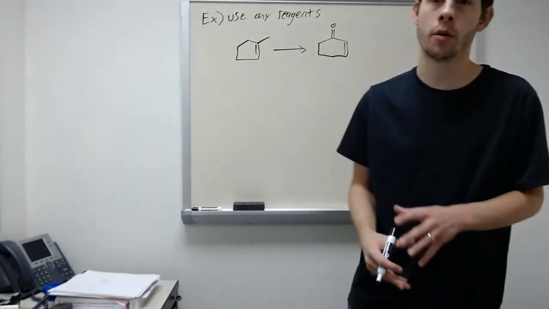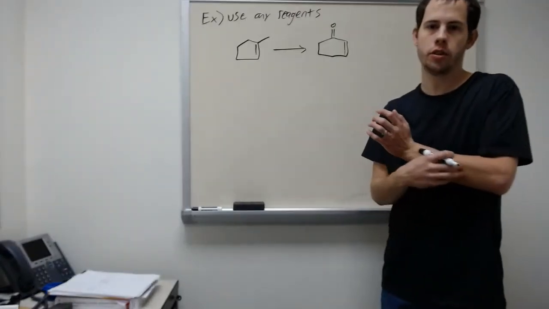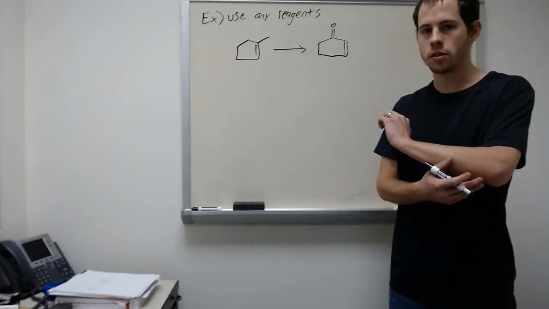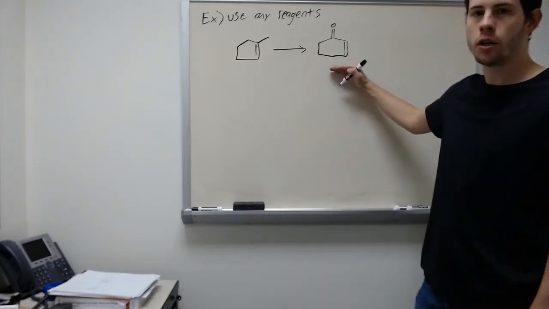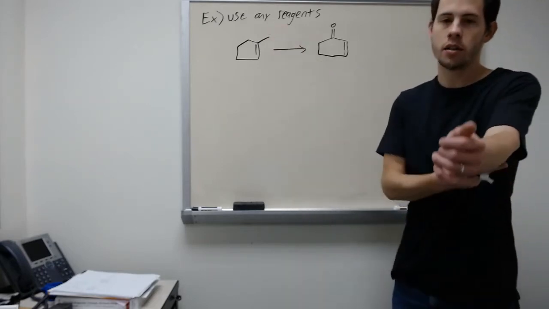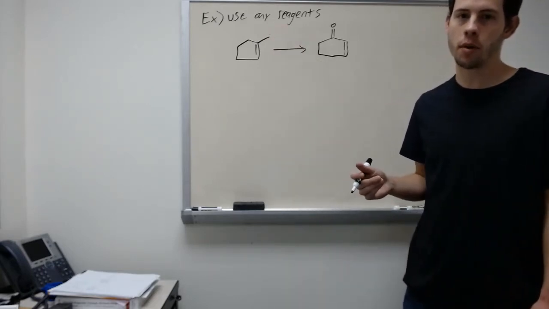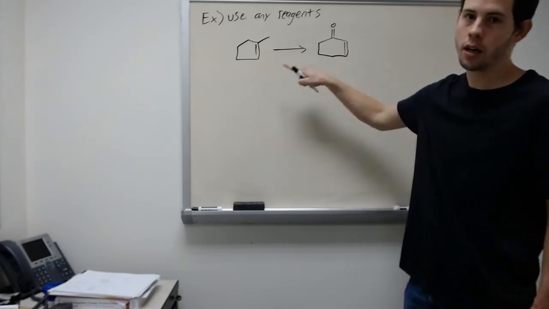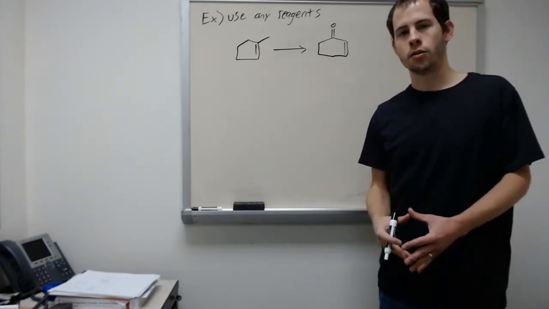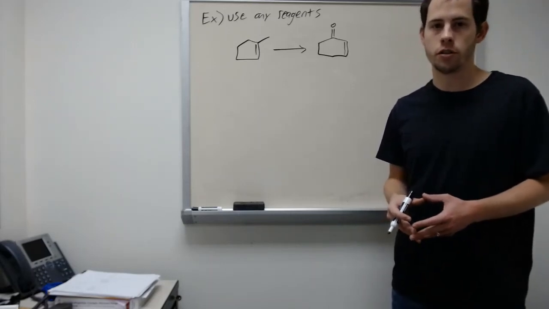All right, let's run through a couple examples and then we'll be done with this chapter and the material for exam 3. All right, so let's say we want to convert this molecule to this molecule here, and we can use any reagents possible. And so we already have the right amount of carbons. We have 6 carbons here, 6 carbons here, and so we don't need to add any other carbons. We just need to use different reagents.